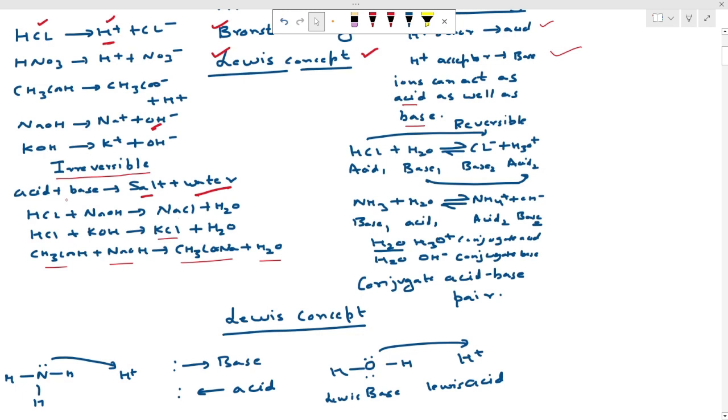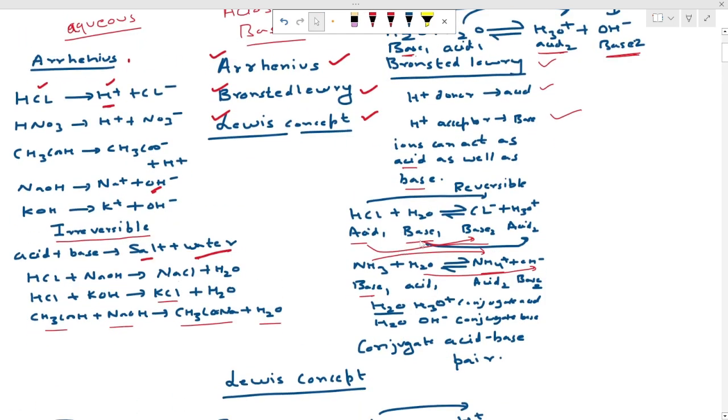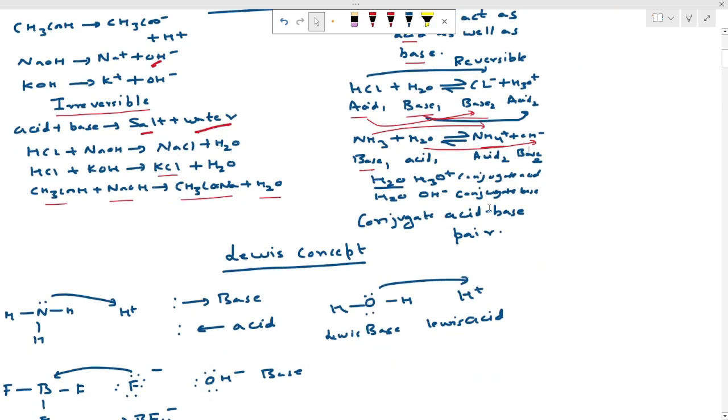Another example: hydrochloric acid when reacted with water gives Cl- and H3O+. This is acting as an acid by giving the H+ ion, and this is acting as a base by taking the H+ ion. So these two are a conjugate acid-base pair. Similarly, these two are a conjugate acid-base pair. Similarly, ammonia is acting as a base and it will take the H+ ion, forming the ammonium ion. So this is a conjugate acid-base pair, and here also there is a conjugate acid-base pair.